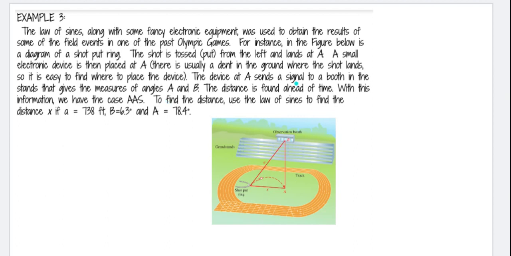To find the distance, use the law of sines. Side a, remember, is this distance right here. They've already measured that prior to this. They know how far it is from the booth to the shot put ring, to the edge where it's measured from. And we know angle B, and we know angle A. And so we want to find the distance that the shot put traveled. So basically we want to find side b on the triangle.